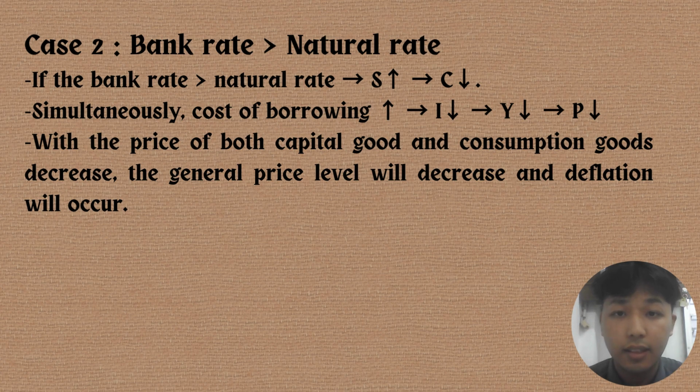The second case, the bank rate is lower than the natural rate. If the bank rate is lower than the natural rate, the saving will increase and the consumption will decrease. Simultaneously, the cost of borrowing increases, the investment decreases, the income decreases and the price decreases. With the price of both capital goods and consumption goods decreased, the general price level will decrease and deflation will occur.